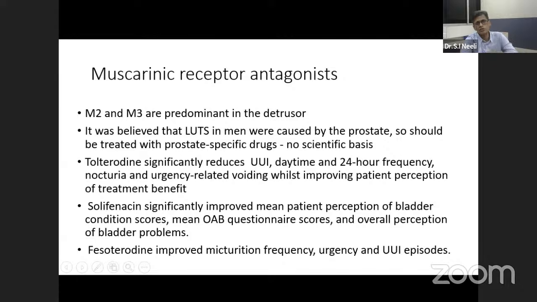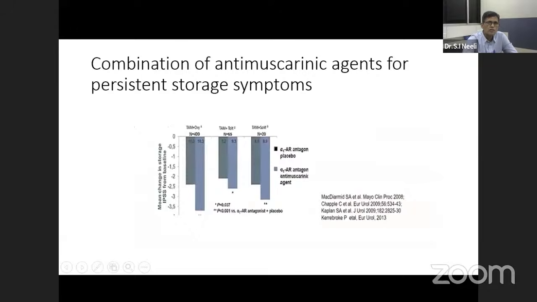Solifenacin has also shown significant improvement in the perception of bladder condition scores, and in OAB questionnaire scores. When antimuscarinic agents are combined with alpha blockers, there is significant improvement in the IPSS compared to the alpha blocker alone. This has been shown in various studies: the combination gives significant improvement compared to when an alpha blocker is used alone or with a placebo.